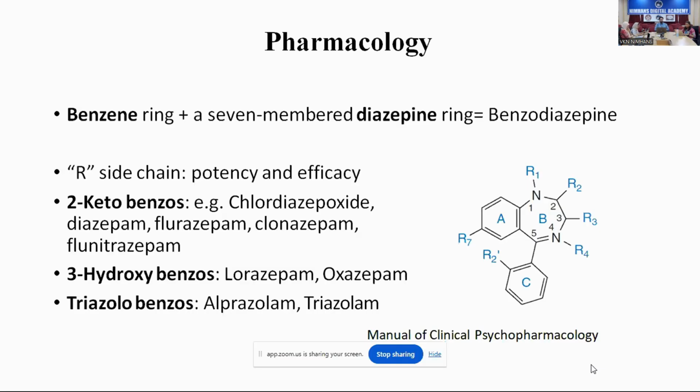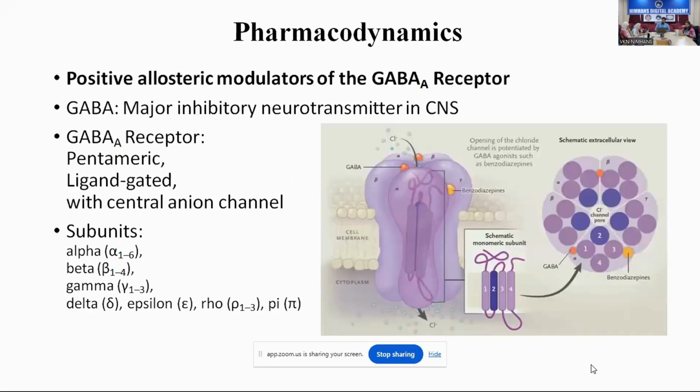So the keto benzos have to go through both the stages, but the hydroxybenzos can skip the stage 1 metabolism. So the glucuronidation and the other CYP interactions are not very much with hydroxybenzos as compared to keto benzos. And then obviously we have the triazolobenzos, which are the very rapidly acting, short acting benzodiazepines, in which we have alprazolam and triazolam. So now this is the classification based on their chemical structure and molecular structure, on the basis of side chains and other things.